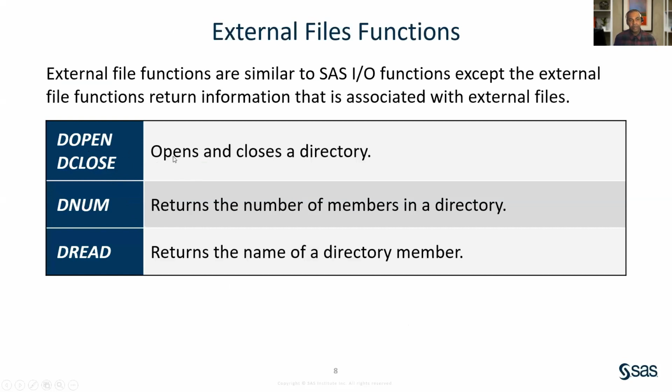DOPEN will open up a directory path, and DCLOSE will close the directory. DNUM is a function that will tell us how many members we have in that directory. DREAD returns the name of the directory member. So I can determine how many different items I have in that directory, and read each one at a time. When I finish, I can close the directory.